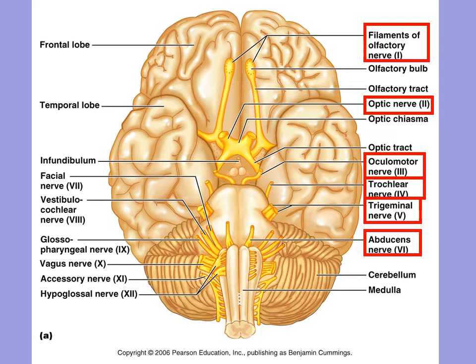The glossopharyngeal nerve is number 9. Number 10 is the vagus nerve. Remember, that's the one that does extend down into the thoracic cavity as well as the abdominopelvic. The accessory nerve is number 11, and the hypoglossal nerve is number 12. So you notice the first 6 are in the red blocks on the right-hand side, and 7 through 12 are over on the left-hand side.